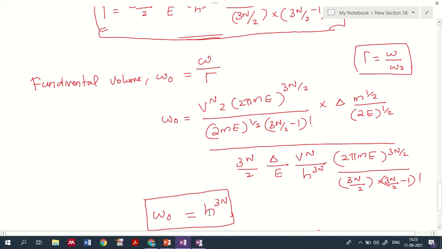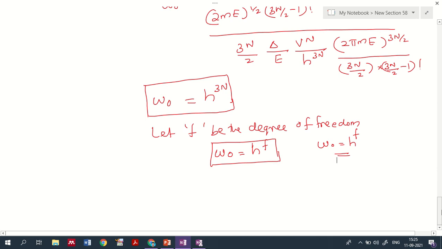Here h is the Planck's constant, and 3n is the degree of freedom for an n-particle three-dimensional structure. So when you let f be the degree of freedom, I can simply represent omega 0 equals h raised to f. That is the fundamental volume of a classical ideal gas. So that is what we have done today.